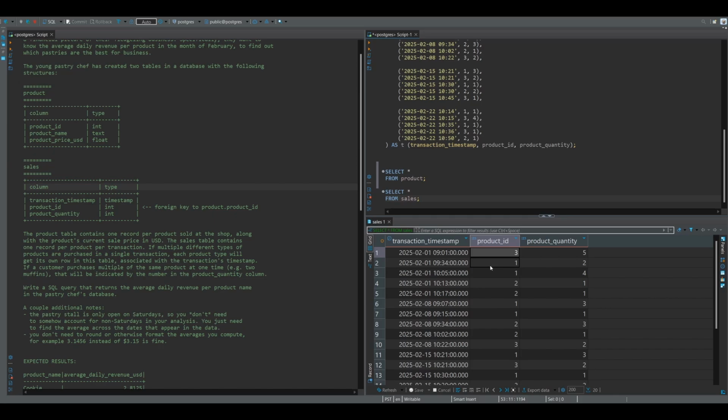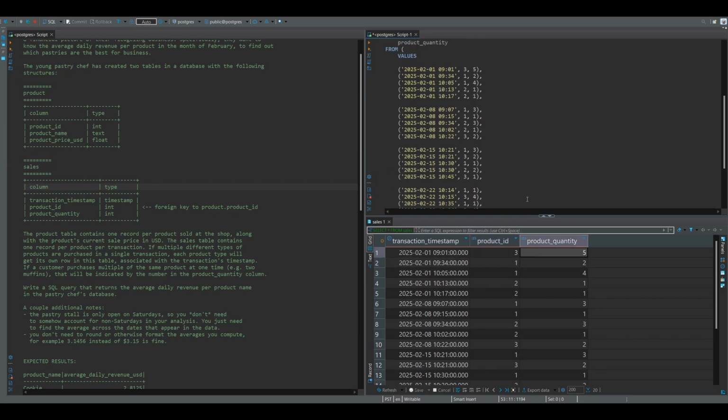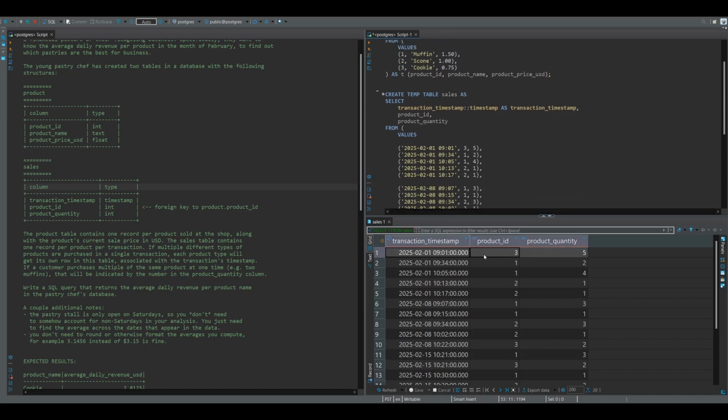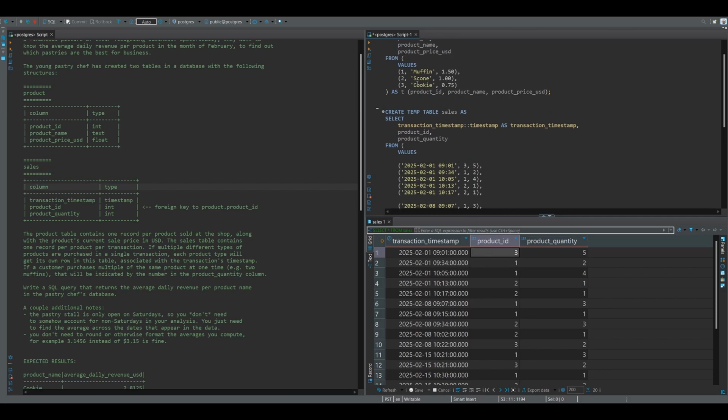And if a customer purchases multiple of the same product at one time, for example, 2 muffins or something like that, they will be indicated by the number in the product quantity column. So taking a specific example here, this row indicates that someone purchased 5 of product number 3. Product number 3 is cookies. So someone bought 5 cookies at 9:01 on February 1st.